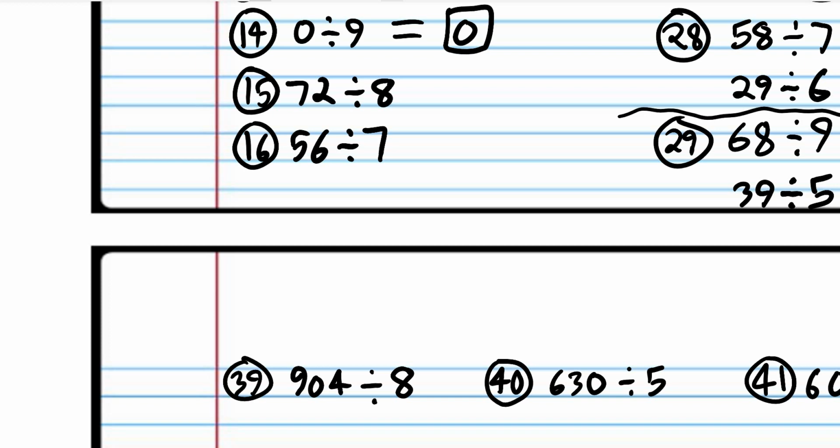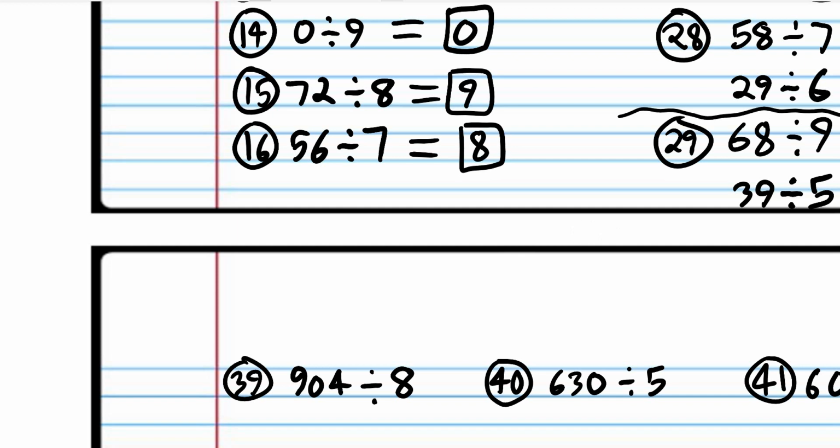All right, so 72 divided by 8. Well, how many times does 8 go into 72? How many times do you add 8 to get 72? Well, I know that because I know 8 times 9 is 72. What that means is that 8 goes into 72 9 times. How do I know that? Again, multiplication facts. I know 8 times 9 is 72, which is the same thing as saying 8 plus 8 plus 8 plus 8, and so on. 56 divided by 7 is 8, because I know 7 times 8 is 56.